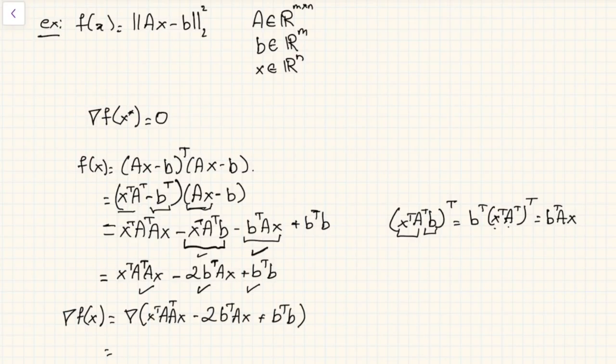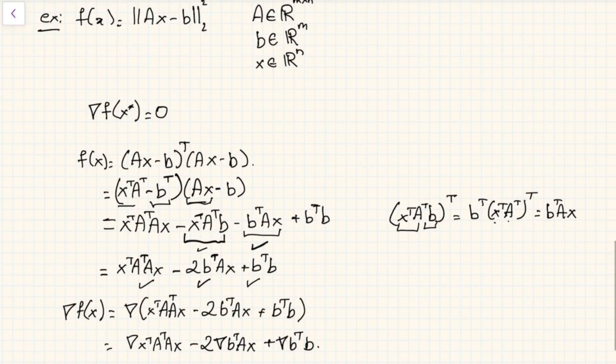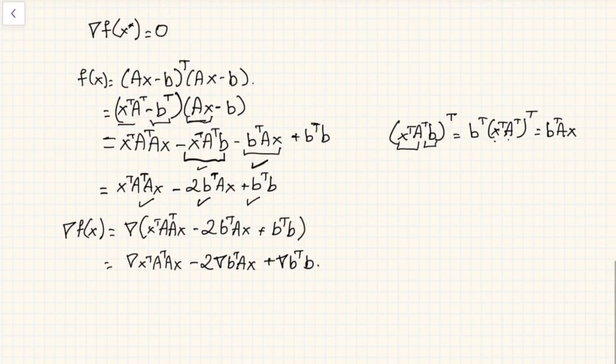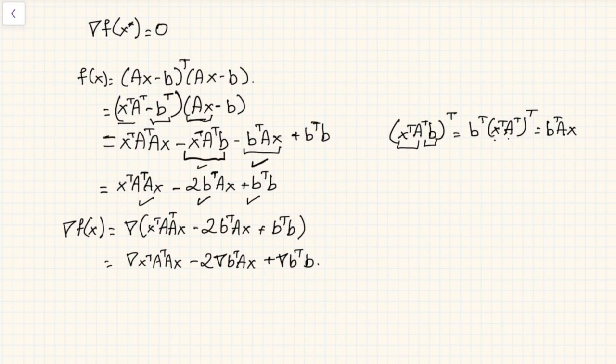Now take each and every term. And this gradient is with respect to x, of course, but I'm not going to write that because I think it's obvious. Minus 2 gradient of b transpose Ax plus the gradient of b transpose b. Now right here, we know that this is 0 because it's independent of x. And let's do the linear term and then the quadratic term.